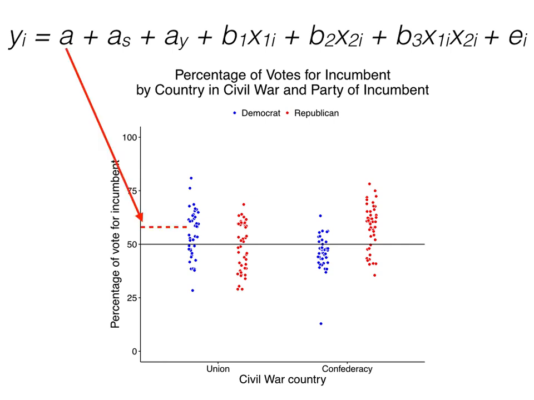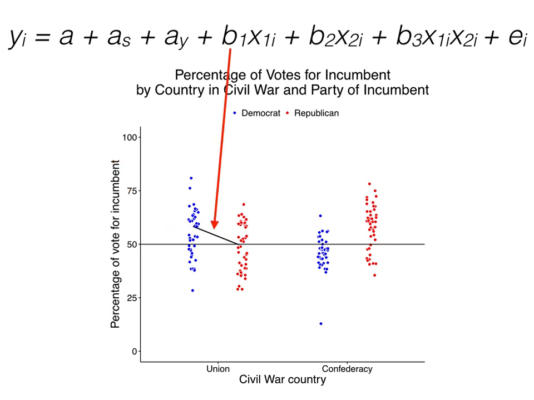First, we have a. This is the intercept of the full model. Remember, since we have an interaction, this is the mean for the default level of both variables. In our case, Democrat incumbents for Union states. And we see it's roughly 60%.